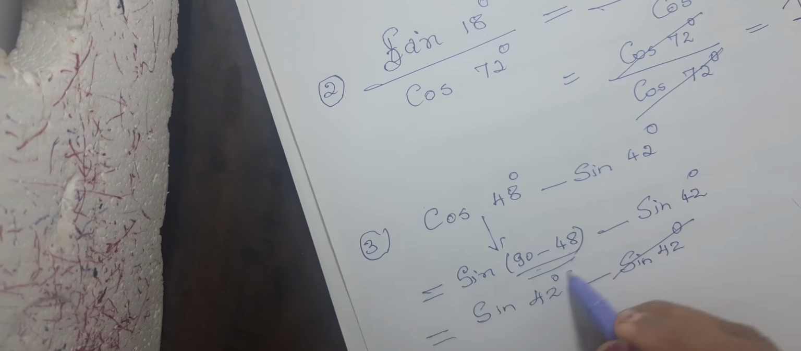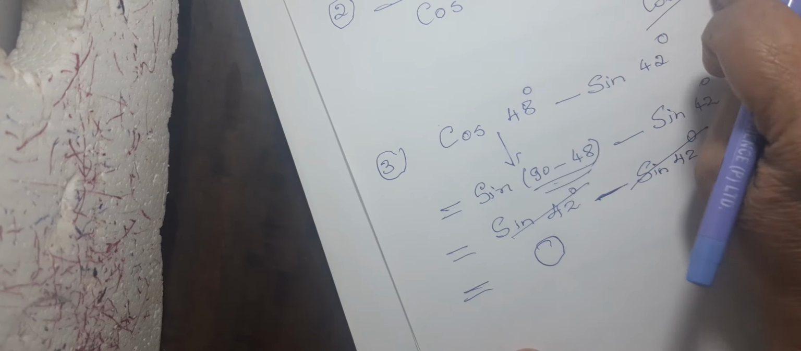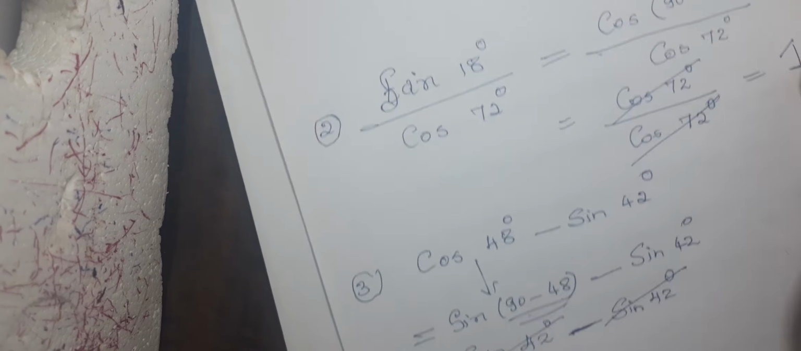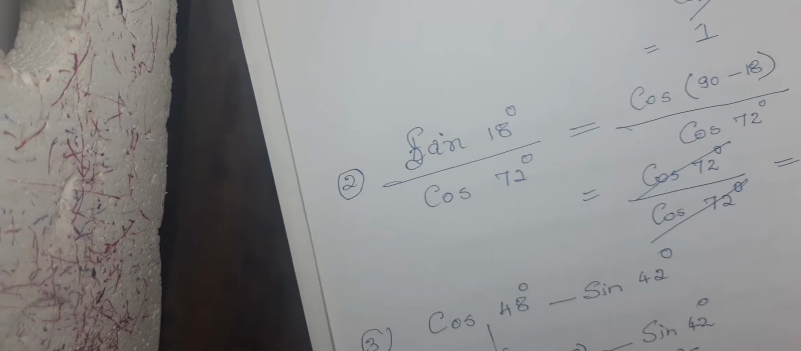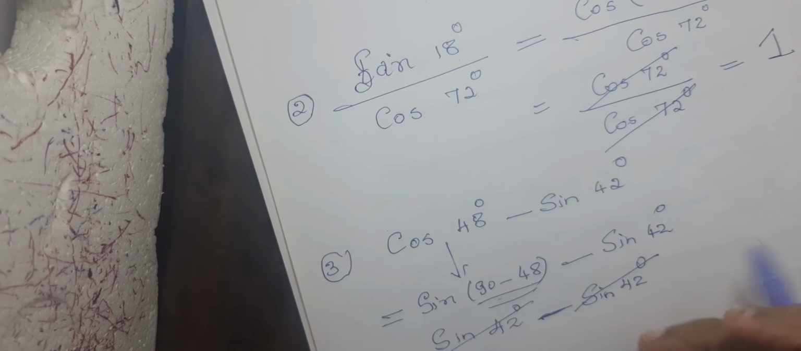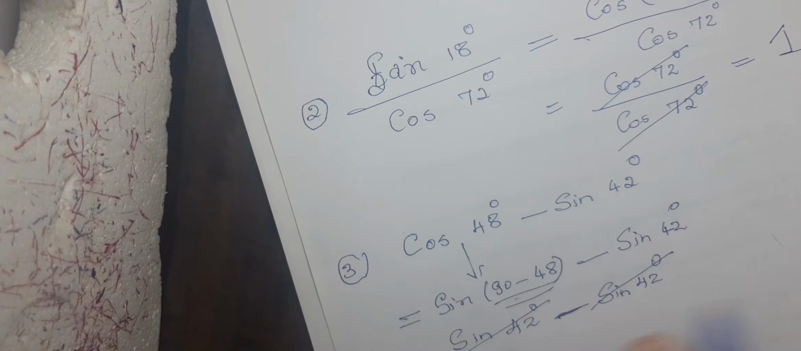Now what happens, this and this cancels, and since there is minus plus and everything cancels, the answer should be written as 0. If it is upon, like this division, then if it cancels, no, you have to write 1. You have learnt this rule in lower classes, and even in our previous chapters it has come. Okay, now cos 48 minus sine 42 is 0, you have got.